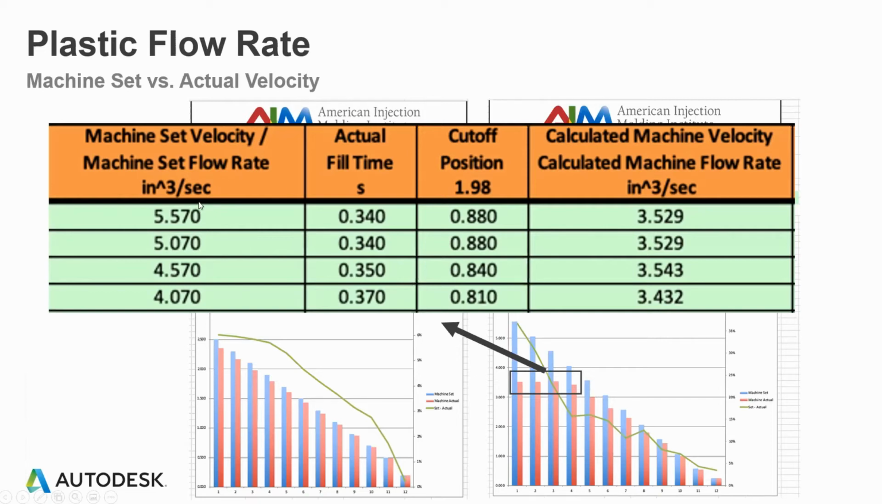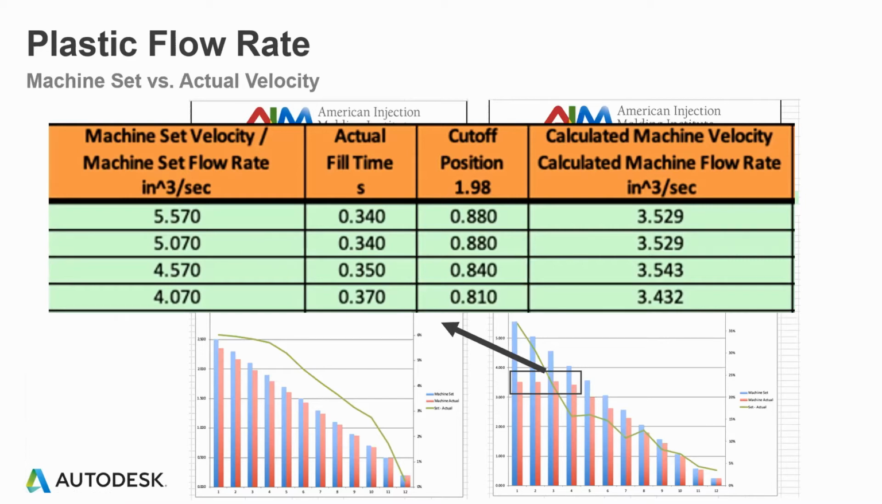You can see we set this machine at 5.57 cubic inches a second as the max speed of that machine. And then we stepped down in 0.5 increments. What you notice is the fill time barely changed. That's because the machine, even though it has the ability to be set at 5.57, and that's what the specs claim, really can't go any faster than 3.5 cubic inches a second.